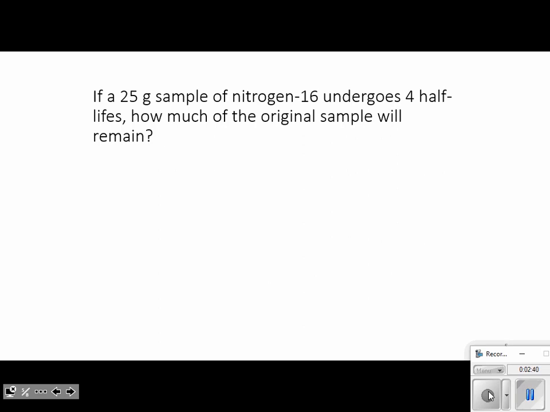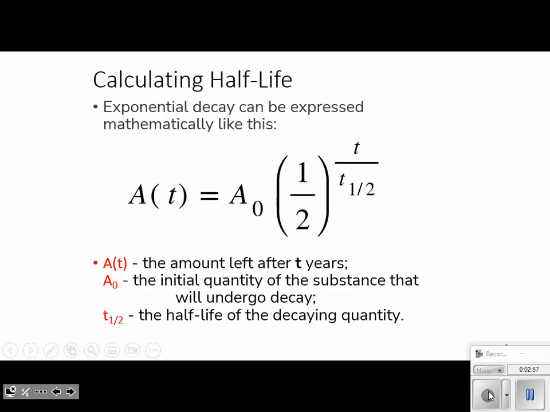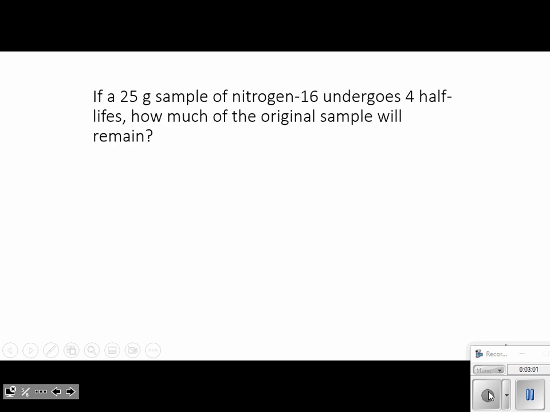All right, the question states, if a 25-gram sample of nitrogen-16 undergoes 4 half-lives, how much of the original sample will remain? Now, we cannot, ladies and gentlemen, we can't use this equation. Why can't we? Well, we don't actually know what the half-life is. So we cannot use that equation.